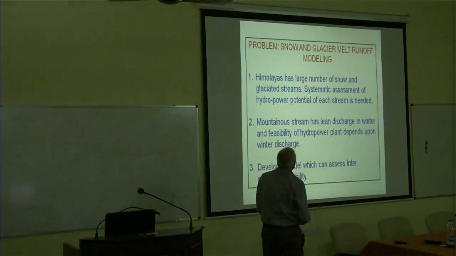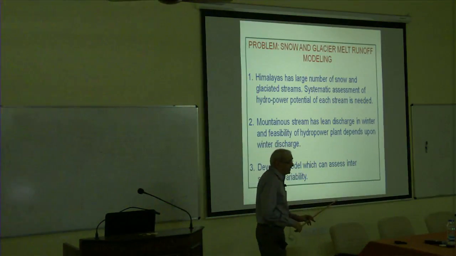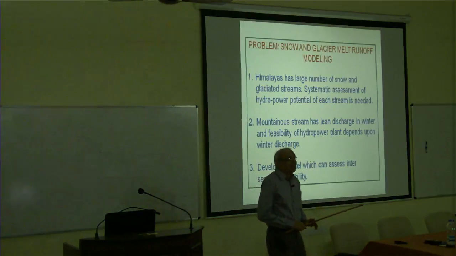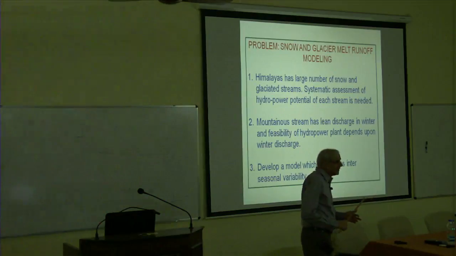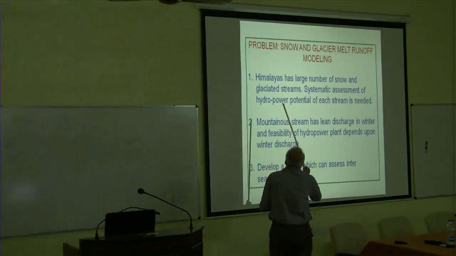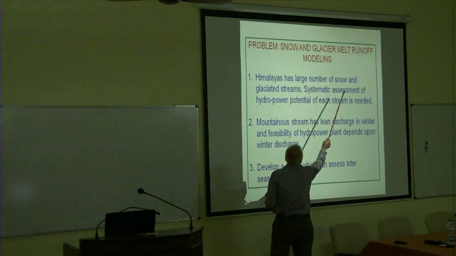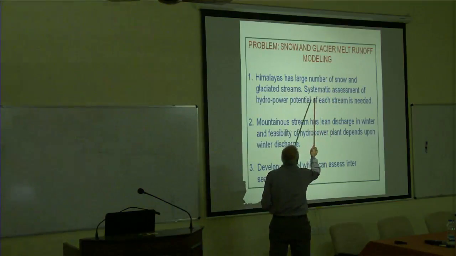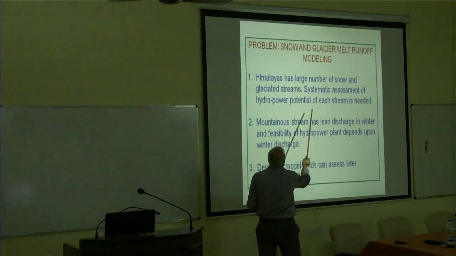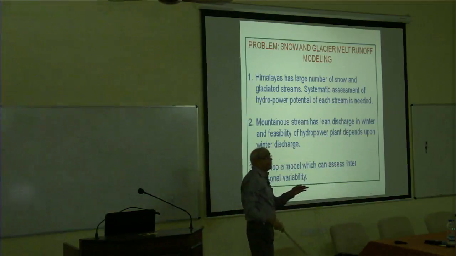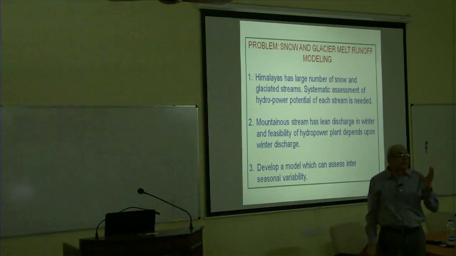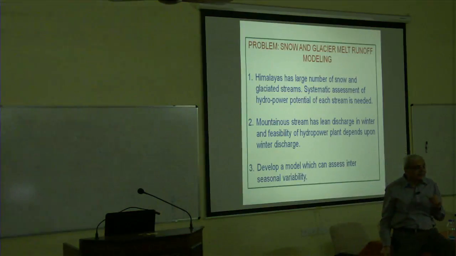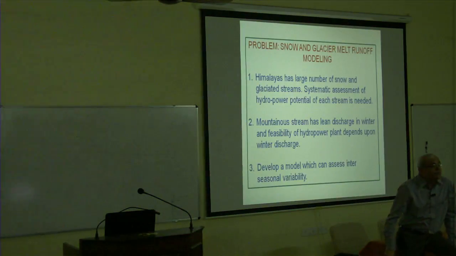The question was, at that time, everybody was excited to have hydropower stations in the Himalayas. It was in the mid-90s we are talking. And they were arguing that Himalaya has a large number of snow and glaciated streams, so systematic assessment of hydropower potential for each stream is needed. Suppose you have 5,000 streams in Himachal Pradesh. They want to know how much is the power potential for each stream.